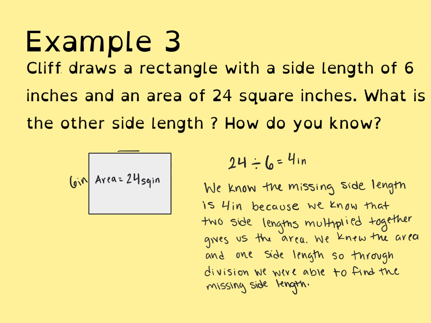The question also asks, how do we know? We know the missing side length is 4 inches because we know that 2 side lengths multiplied together gives us the area. We know the area and one side length, so through division we were able to find the missing side length.